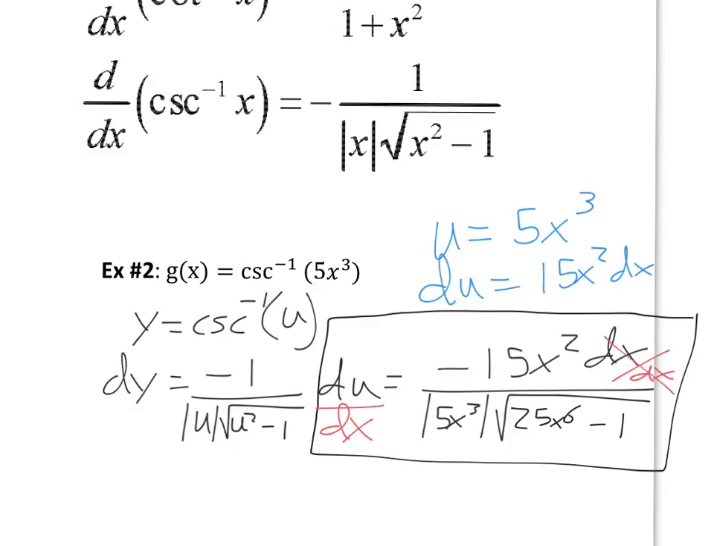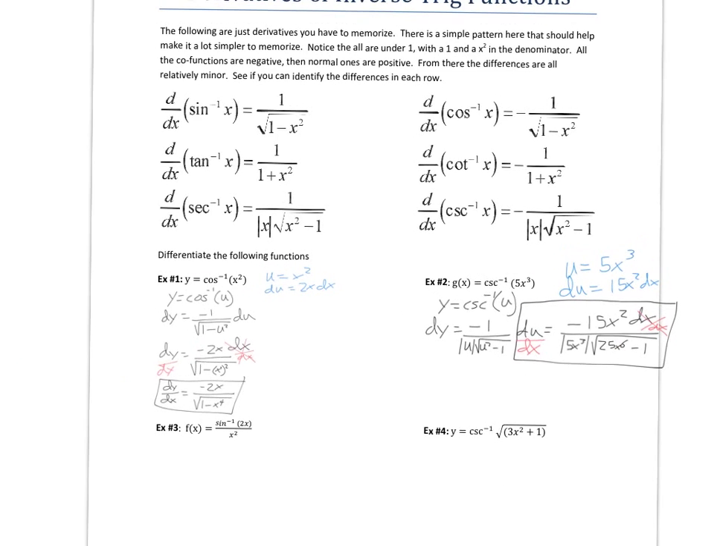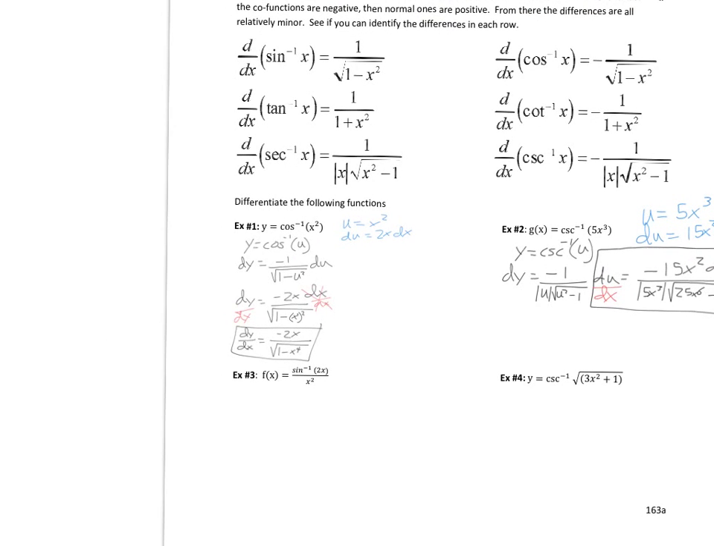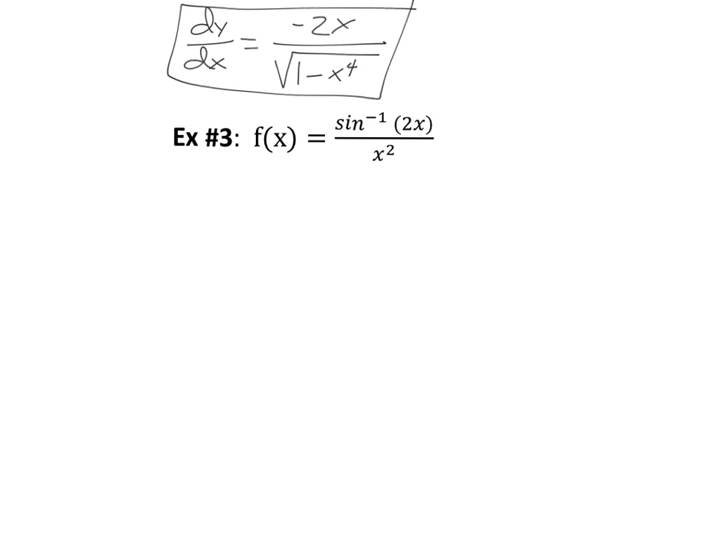And there it is, negative 15x squared over the absolute value of 5x cubed, square root of 25x to the 6 minus 1. Okay, let's go on to another one. So this one's kind of interesting because I think I'm going to have to use chain rule because I have 2x inside of the arc sine, and quotient rule. So let's set it up.